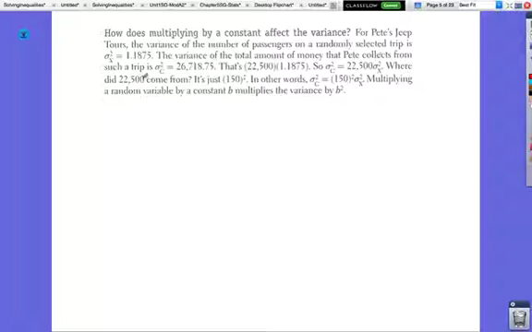So where did the 22,500 come from? It's just 150 squared, and the 150 came from the cost. So in other words, the variance for the money collected is 150 squared times the variance for the passengers. Multiplying a random variable by a constant B multiplies the variance by B squared.